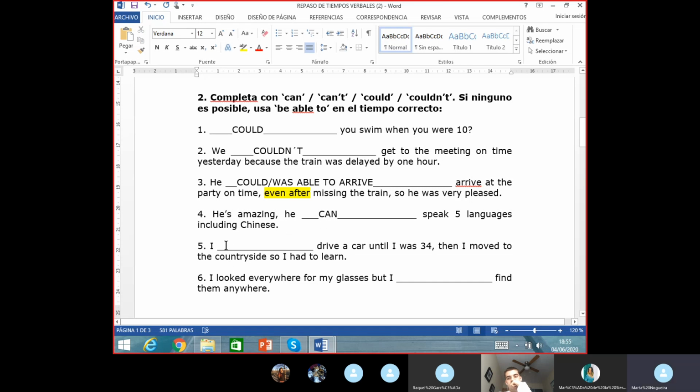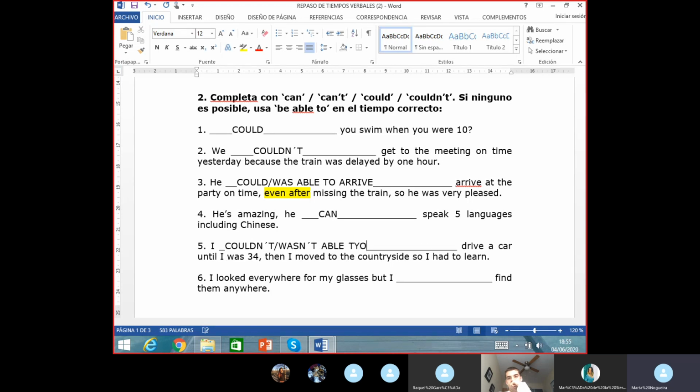5, I couldn't drive a car until I was... Okay, so I couldn't, or I wasn't able to. It would be right if you put I wasn't able to drive a car until I was 34. Then I moved to the countryside, so I had to learn. Countryside is when you go to a field, when you go to the village. Countryside is also referred to as country. Country es país o campo, depending on the context.